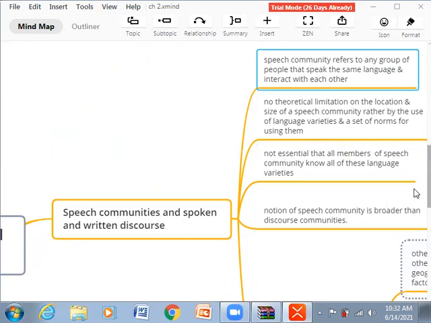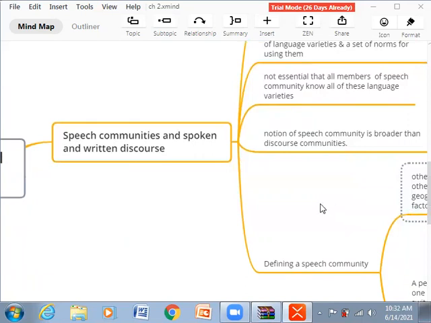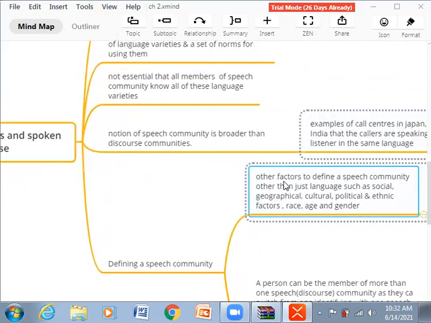So here is more explanation about speech community and discourse, that speech community is broader than discourse community. So here is a definition of speech community. There are other factors to define a speech community other than just language: geographical, cultural, political, and ethnic factors, race, age, and gender. All this shows that this is a speech community.